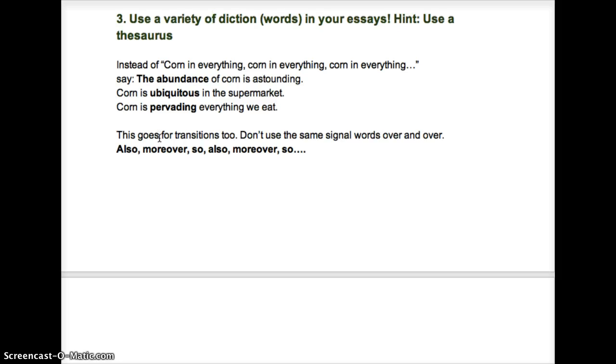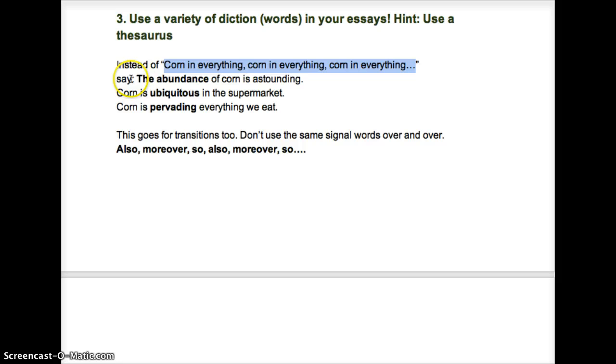Use a variety of diction or words in your essays. My hint here is to use a thesaurus. I saw in many of your essays that you repeated this phrase over and over: corn is in everything. So you want to vary it up.